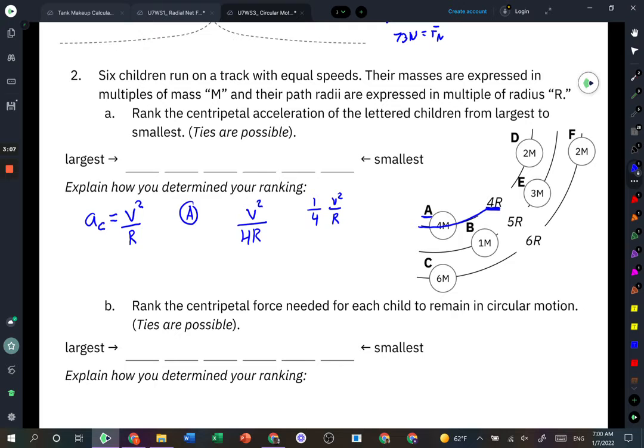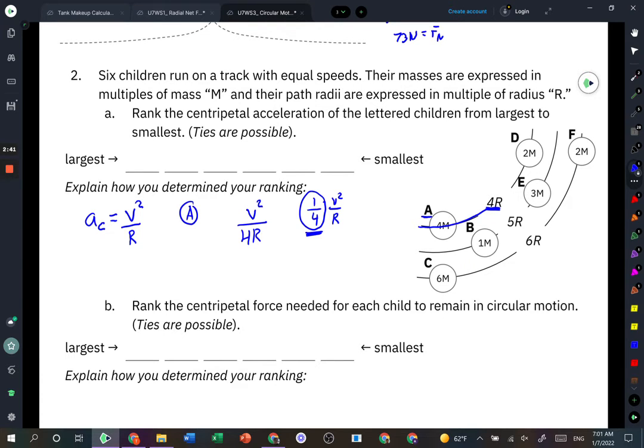Now we can do the same thing with all of the other runners to see which of those has the biggest or the smallest prefix here, because all of them still should have that same speed, the v squared, as well as the same r for radius. The only difference is how many r's that would be, which comes into this prefix. So we just need to really compare the prefixes here to determine which has the largest centripetal acceleration and which has the smallest.